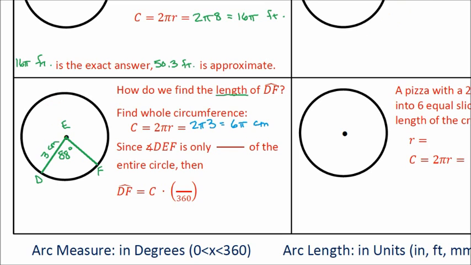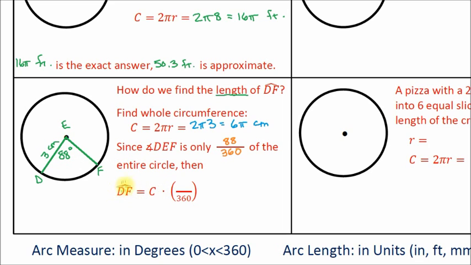Now watch how this works, class. We get to use ratios for this part. Since angle DEF is only 88 degrees out of 360 degrees of the entire circle. Think about this. This piece right here, this angle DEF, this is 88. That's 88 out of the total circle, which we know is 360. And that is a ratio. 88 out of 360, or 88 of 360 degrees. All right, and if we know that that's how much of the circle is represented by this angle, then we know that's how much of the circumference is represented by this arc DF.